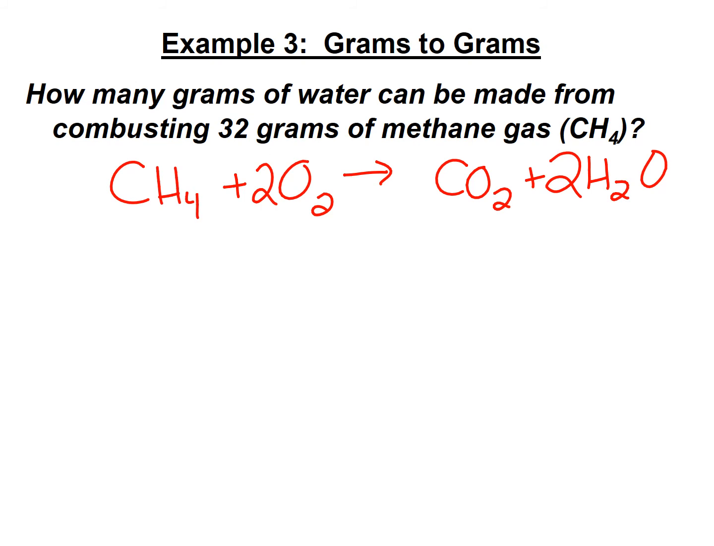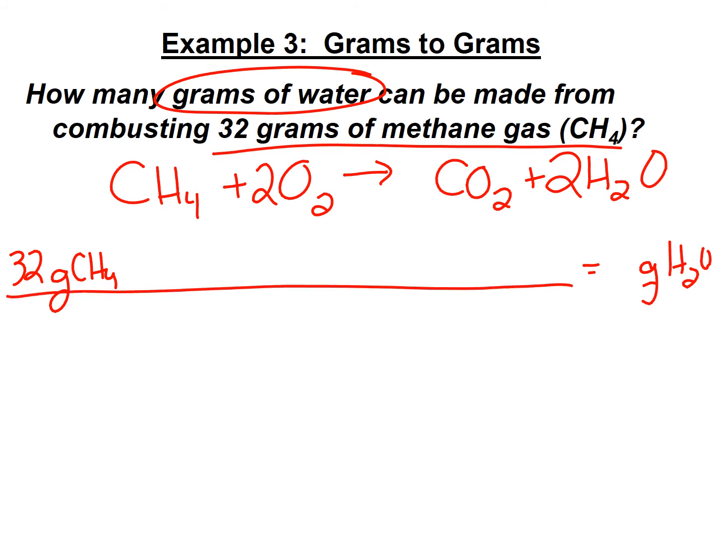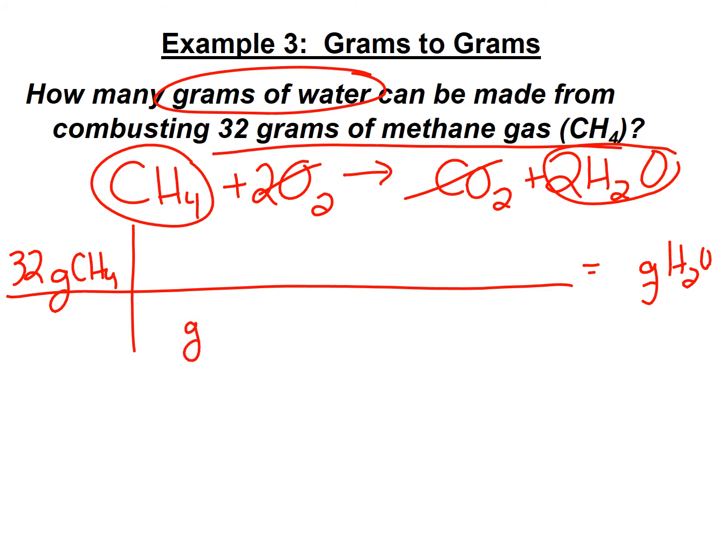Okay, now, we're given 32 grams of methane gas. We're trying to find grams of water. So, I have a balanced equation. I've identified what I'm working with, methane and water, and I can ignore everything else. Now I have to convert my given units into moles, and I do have to do that step this time because I'm starting with grams. So I'm going to take grams and put them here and convert to moles.